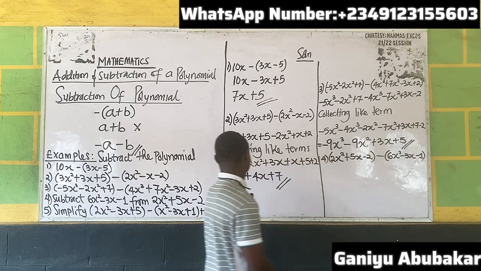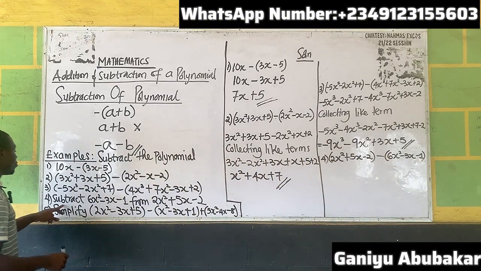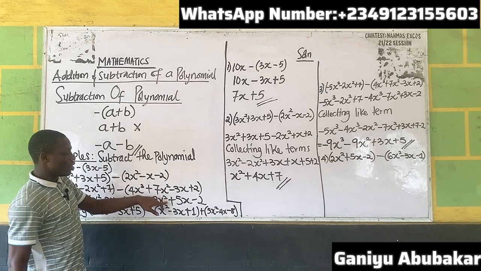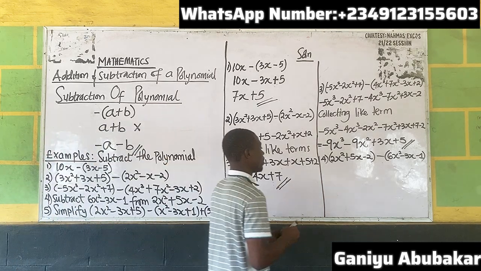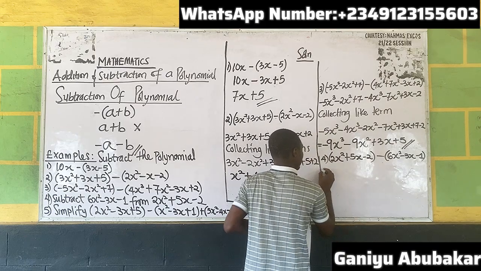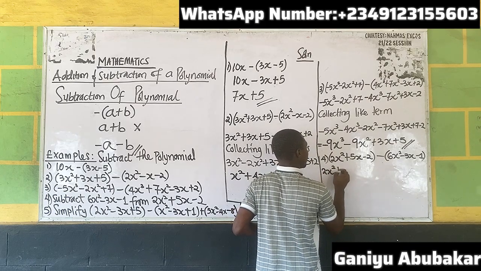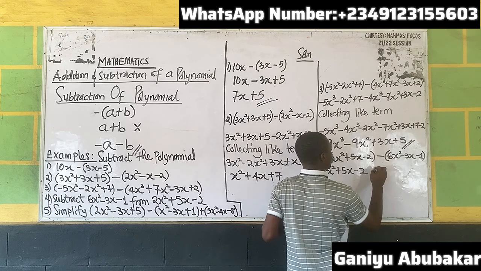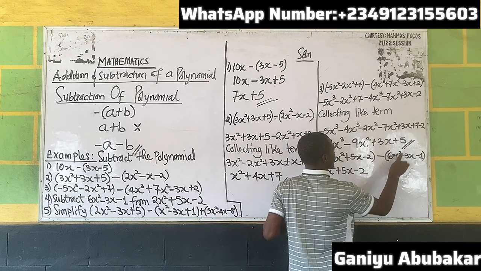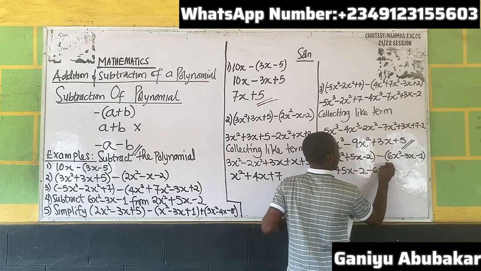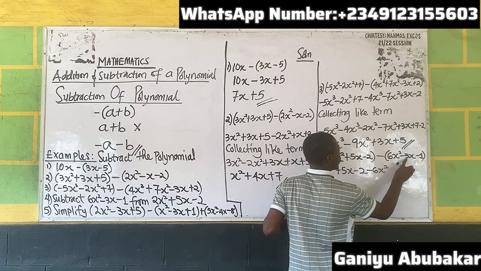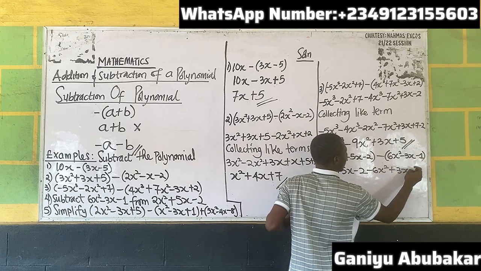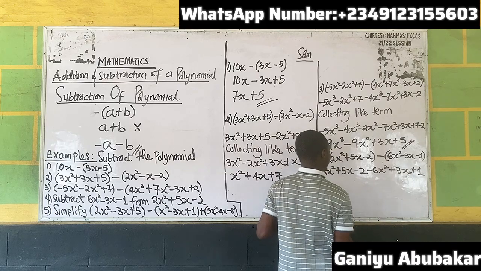It says subtract this value from this one here, right? So first is first. We repeat this one down. That's 2x squared plus 5x minus 2. Negative expand through. Minus times 6x squared gives you minus 6x squared. Minus times minus 3x gives you plus 3x. Minus times minus 1 gives you plus 1.